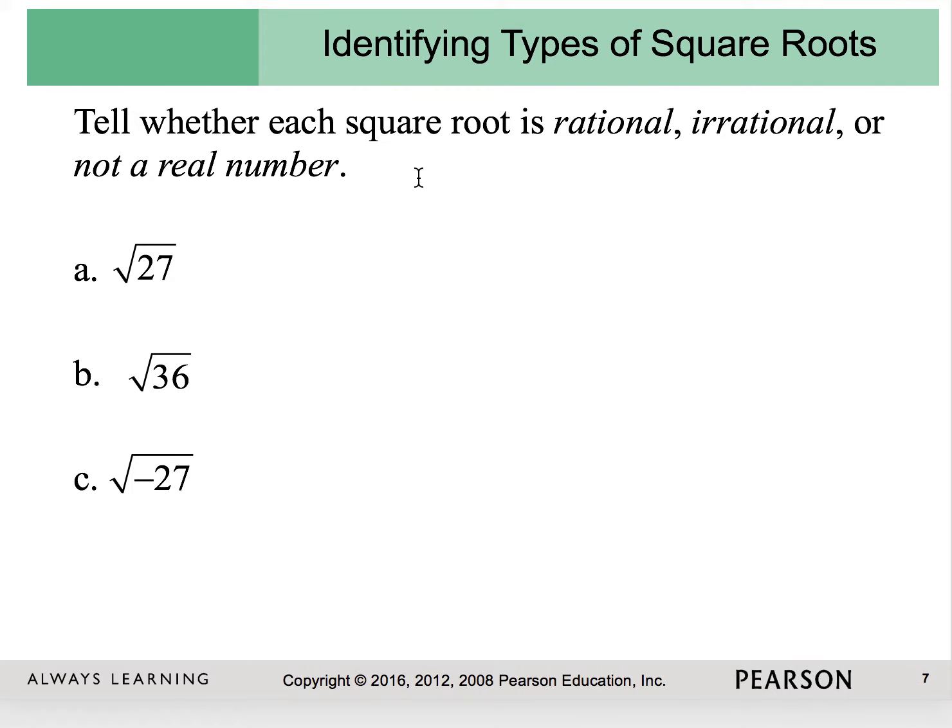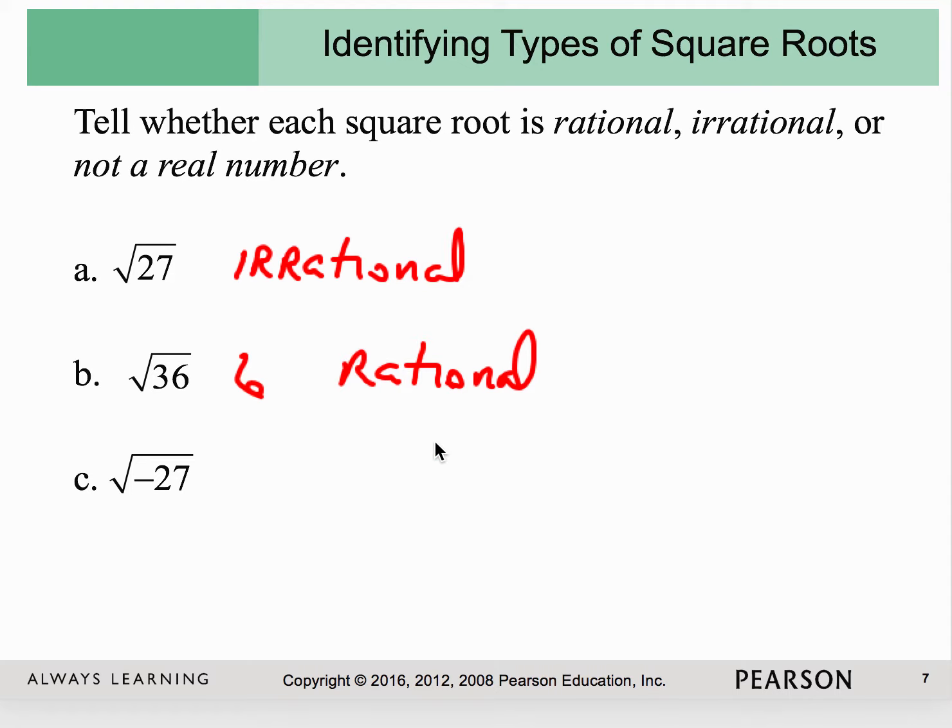Okay, so tell whether each number is rational, irrational, or not a real number. Is there a number you can multiply times itself and get 27? Nope. So this one is irrational. Is there a number you can multiply by itself and get 36? Yeah, 6. So this one is rational. I don't even care about the number part. I can't have a negative under that radical, so I know that one's not a real number.